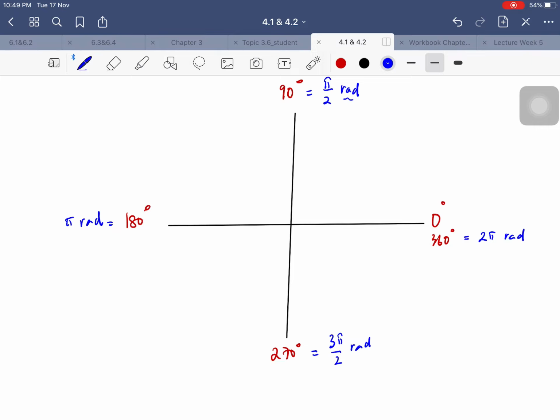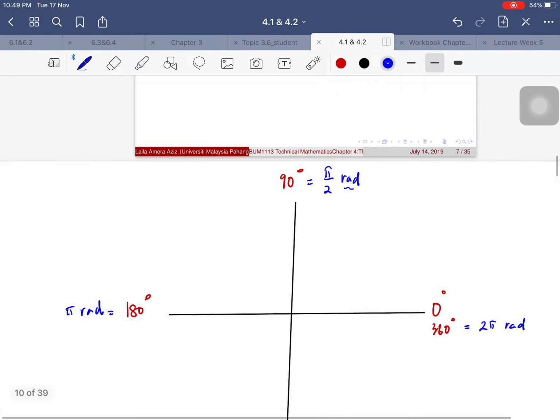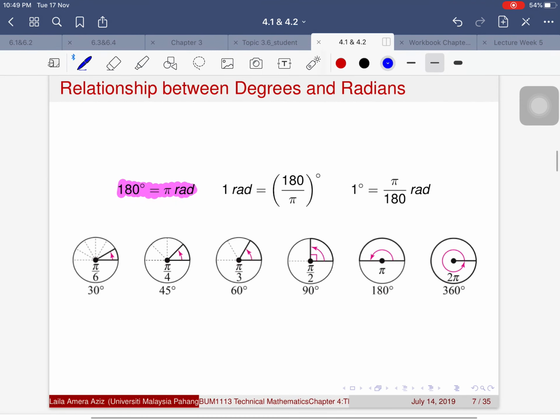Most of the time when something is talking about angle and they use pi, automatically we have to know that it is in terms of radian, because if it's in terms of degree, degree is going to be written. So we can use degree and radian interchangeably. We can change radian to degree, degree to radian, and so on.